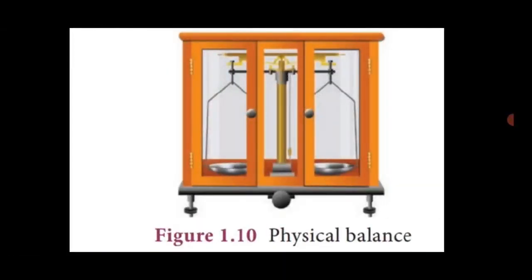This is the picture of the physical balance. On one side we put the standard reference masses, and on the opposite side we put the object to be measured. This is the physical balance.